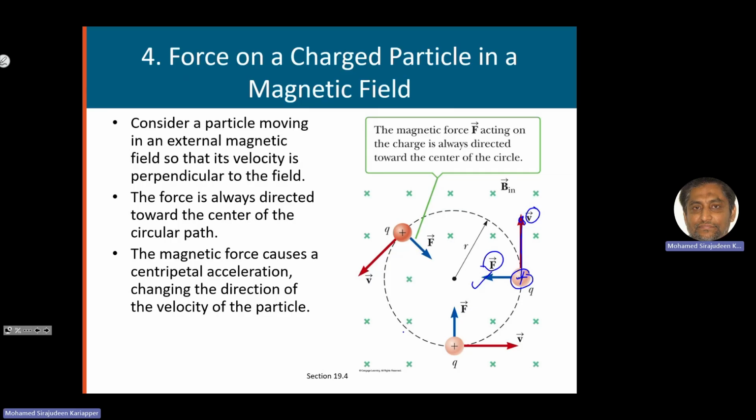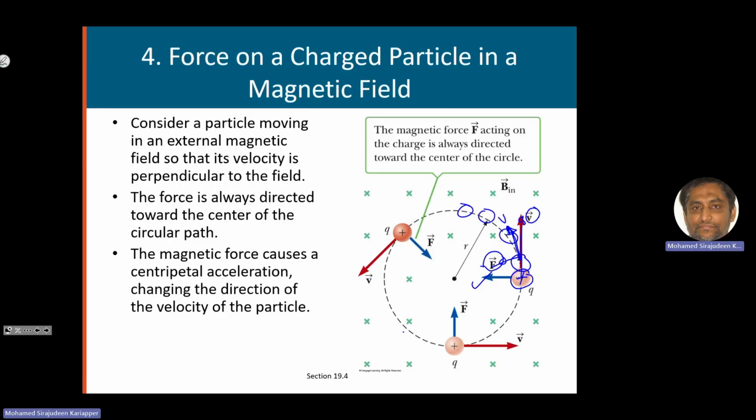And will it change the speed? No. The force is perpendicular to the velocity. It will only change the direction. So it will experience a force in this direction, and the velocity direction will change. It will be moving up while it is experiencing a force, so its velocity direction will change because of this magnetic force. The velocity magnitude will not change, only its direction. When it is there, again it will experience a magnetic force toward the center of a circle. So it will just continue to move in a circular path.